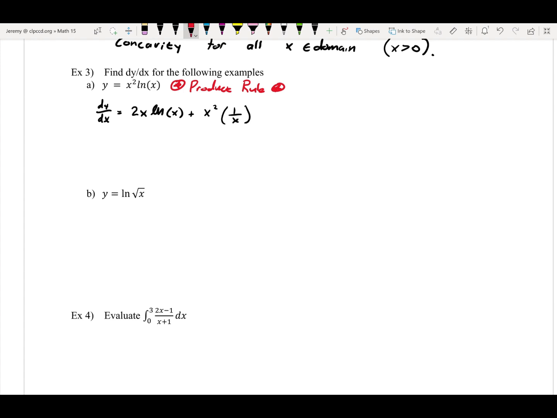There it is. I might write this x squared as x squared over 1 just because I'm going to multiply those together. And simplifying this first term, I could just leave as 2x natural log of x. And x squared times 1 over x, one of those factors of x will cancel. I'll just be left with x like that. So I could leave my answer that way. If you wanted to, you could factor out an x. And then this would be 2 natural log of x plus 1. I'd be happy with either one of these answers.